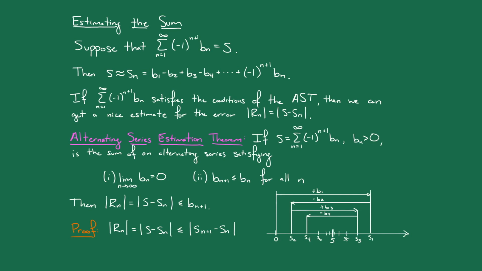However, let's think about what happens when you subtract Sn from S(n+1). S(n+1) is the sum of the first n+1 terms, and Sn is the sum of the first n terms. So, if we subtract Sn from S(n+1), we're really just left with the (n+1)st term, which is exactly B(n+1), after taking an absolute value. And this proves the theorem.